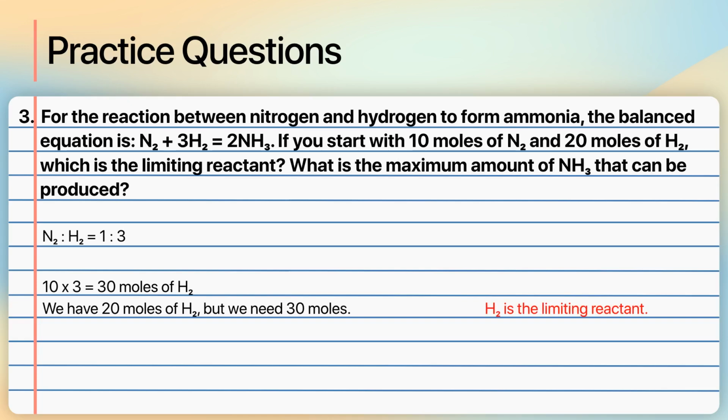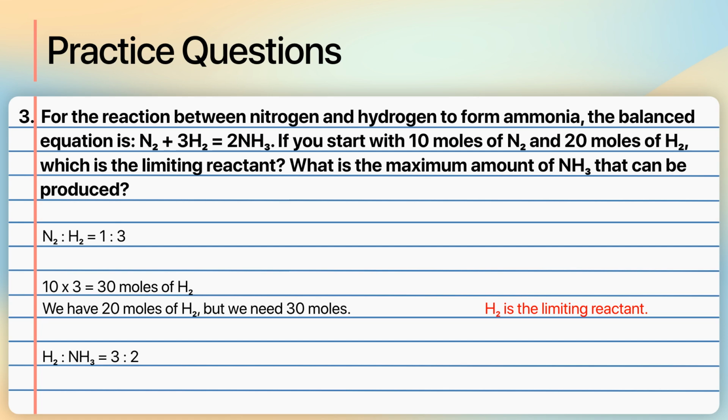Having found the limiting reactant, we can move on to finding the maximum amount of ammonia produced. We know the limiting reactant is hydrogen, of which we have 20 moles. Now we can identify the mole ratio between the limiting reactant and the product. The ratio of hydrogen to ammonia is 3:2. Next, calculate the number of moles of product produced.